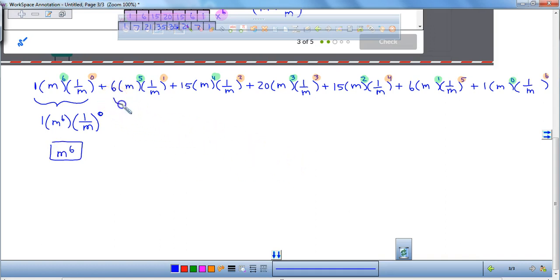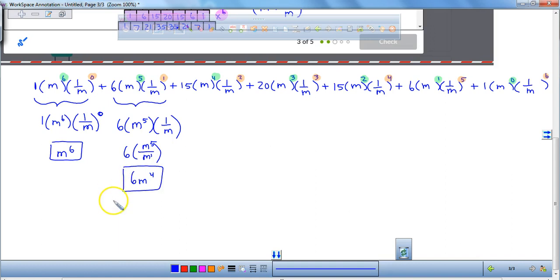Now over here, I'm going to do the next one. All right, so we have a 6. We have 6 times m to the power of 5 times 1 over m. Now 1 over m is basically m to the power of 5 over m. And so you'll notice you can subtract it. So that's going to become 6m to the power of 4. And that's going to be my final answer for this one. So here we go. First one's m to the power of 6. Second one is 6m to the power of 4. We're just going to work our way down. Just do it step by step.